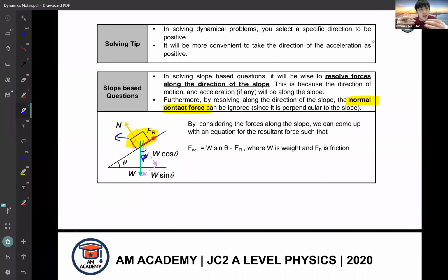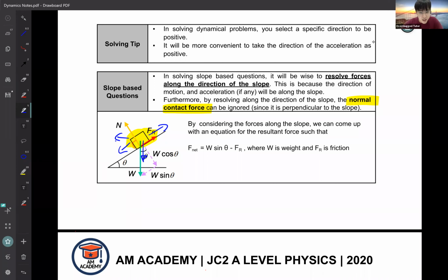So logically, you can more or less predict that if there's any meaningful acceleration you're finding, it should be along the slope, because the slope is where the box moves along, right? If you're pushing it up, it has to go along the trajectory of the slope. If it's sliding down, it has to go along the trajectory of the slope. Therefore, you should always be resolving along the slope.